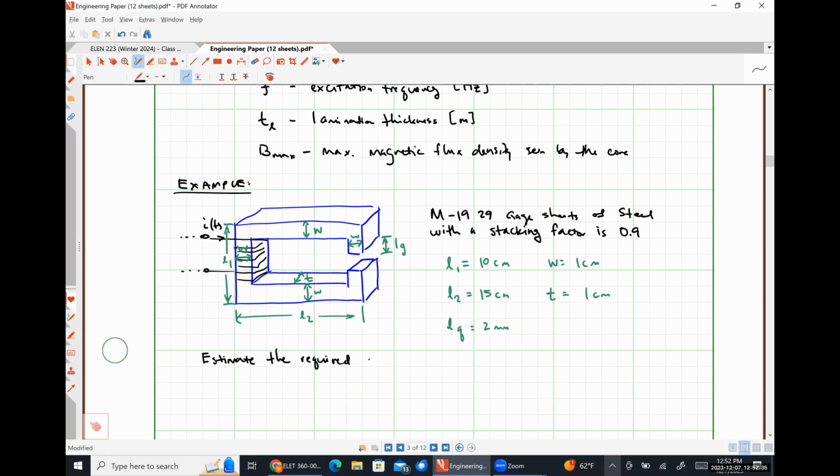the required coil MMF needed to produce a maximum flux of 125 microwebers.